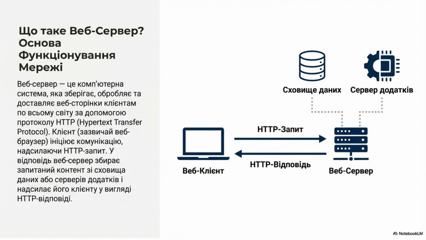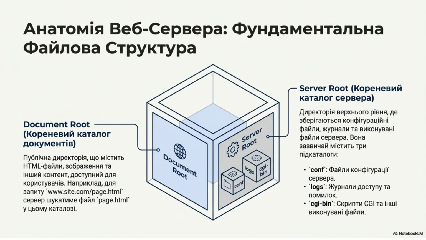The client initiates communication by sending an HTTP request. In response, the web server retrieves the requested content and sends an HTTP response. The anatomy of a web server includes a fundamental file structure. The server root is the top-level directory containing configuration files, logs, and server executables. The document root is the public directory with HTML and images accessible to users.